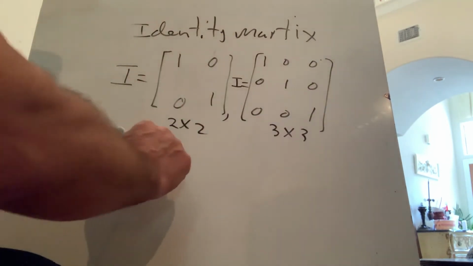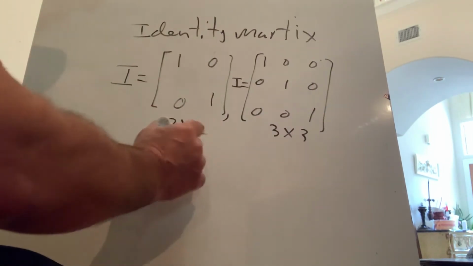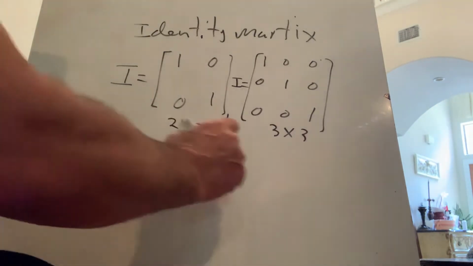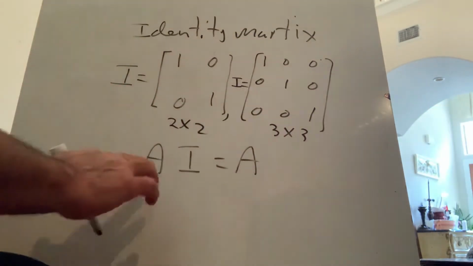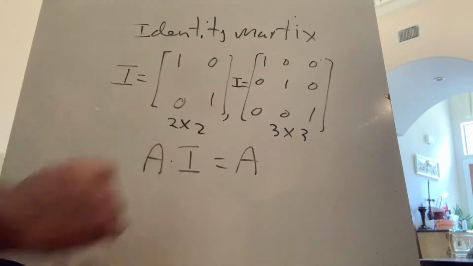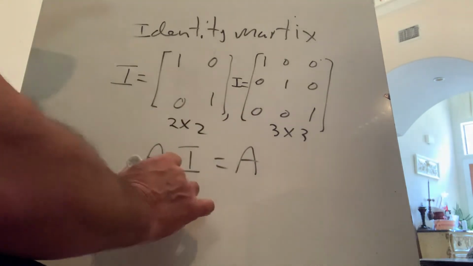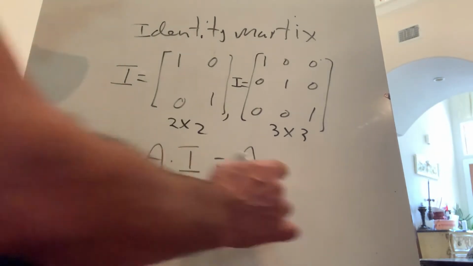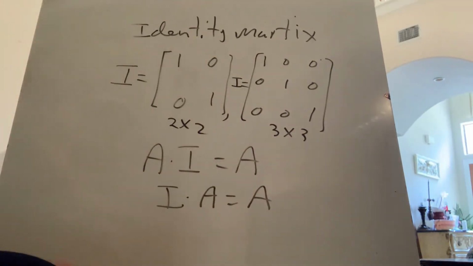Now, if you multiply any matrix by the identity matrix, it's just like multiplying by 1, okay? The identity matrix kind of plays the role of 1. You get the matrix back. So always remember, any matrix times the identity matrix will be the matrix. The same thing, if you multiply the identity matrix by any matrix, again, you get the same thing back, okay? So this is always going to happen when you multiply a matrix by the identity matrix.